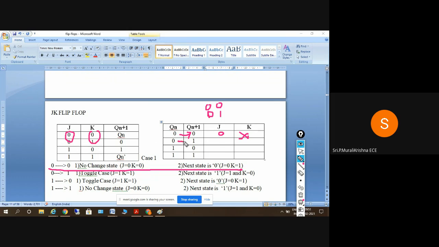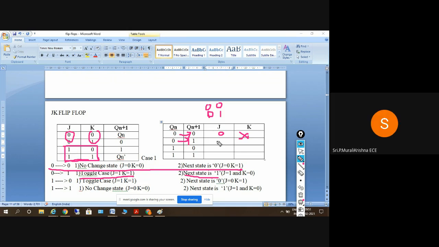The next case is 0 to 1. 0 to 1 is a complementing state, so it is a toggle case. Another case: the next state is 1. So the conclusion is it's a toggle case and the next state is 1. When JK is 1 1, the toggle case comes, and the next state is 1 here. When does the next state 1 come? When J is equal to 1 and K is equal to 0. So these two cases here.